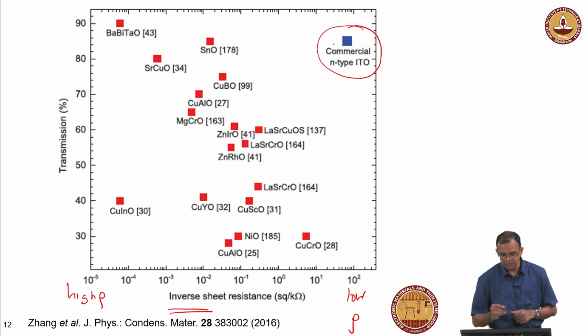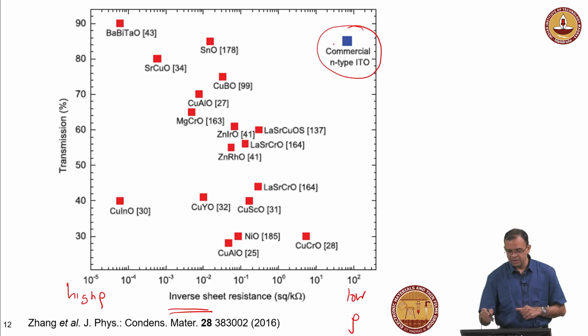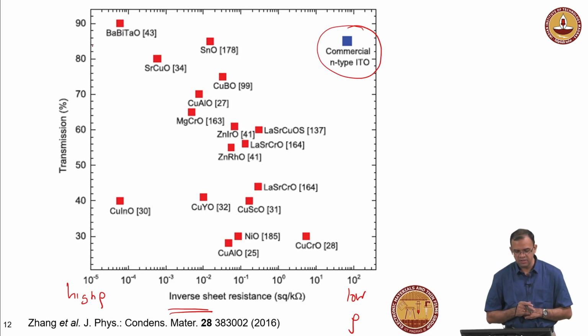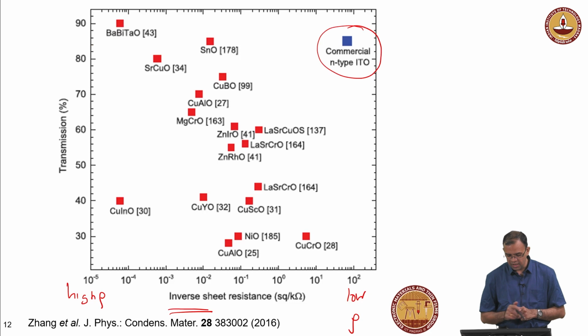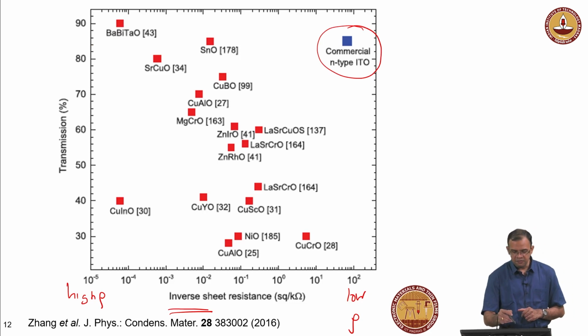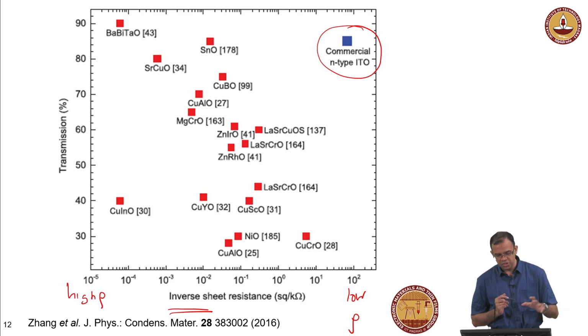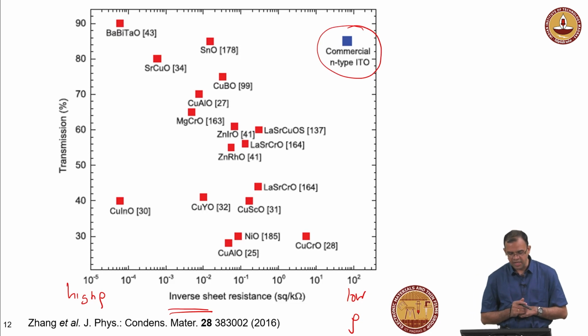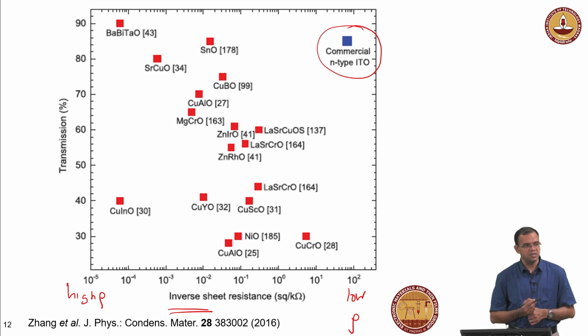So you should be somewhere here, and if you look at ITO as the benchmark, you are somewhere here with a transmittance of greater than 85% and a very low sheet resistance. There are a variety of p-type materials that are being investigated, but again the issue is how do I square the transmittance with the sheet resistance. So that again is an active area of research.